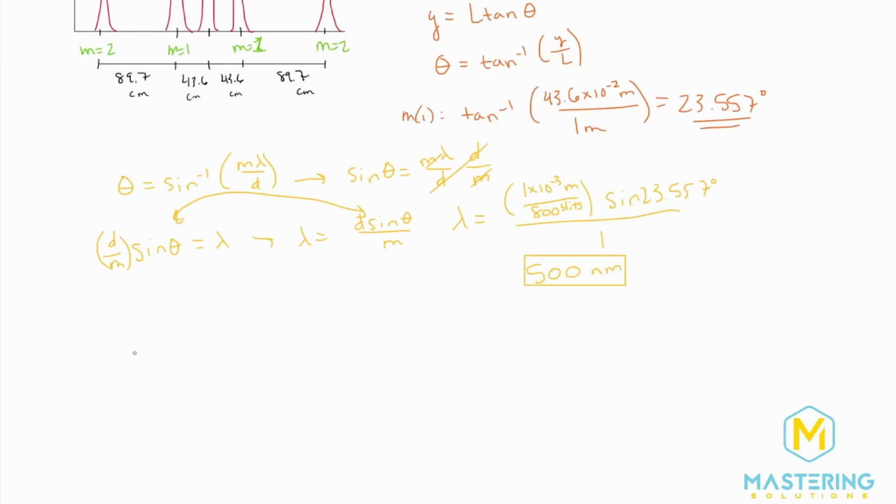Now I just want to give us some more room here. We can double check ourselves by doing the same thing for m of 2. Our equation here is inverse tangent of y over L. So the inverse tangent in this case is going to be 43.6 times 10 to the negative 2 meters plus 89.7 times 10 to the negative 2 meters, because we needed to add this distance plus this distance to go from the central max out to m2, over L, which in this case is 1 meter.